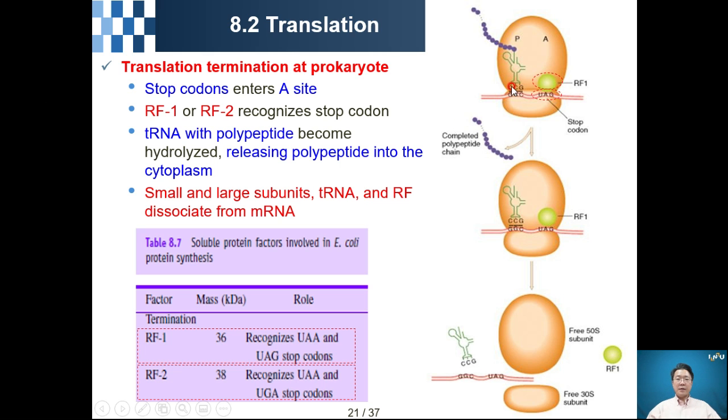After that, the tRNA with the polypeptide becomes hydrolyzed. Water is added here, and this bond is hydrolyzed. After that, the polypeptide is released into the cytoplasm. Finally, the small and large subunits of the ribosome, the tRNA, and the release factors dissociate from the mRNA. So this is the translation termination step in prokaryotes.